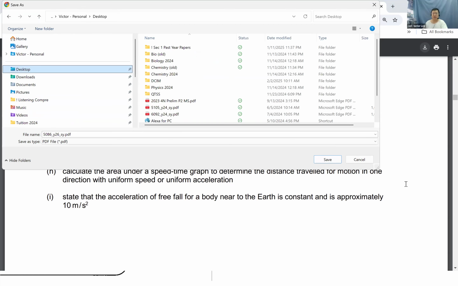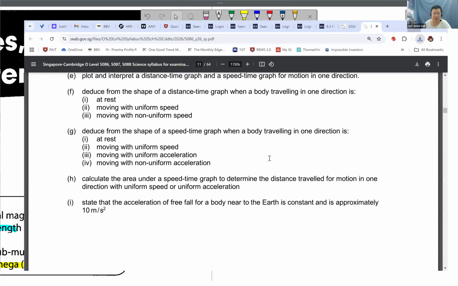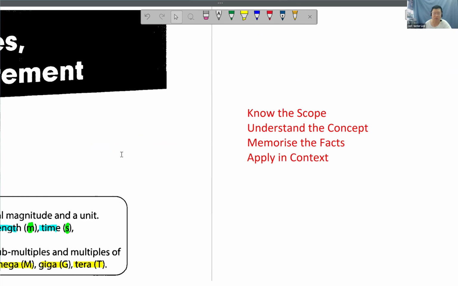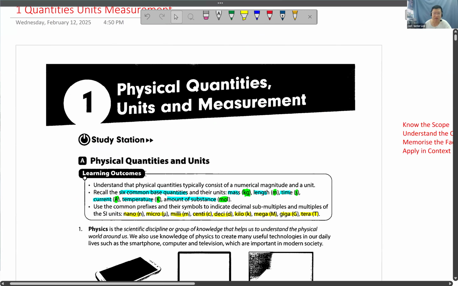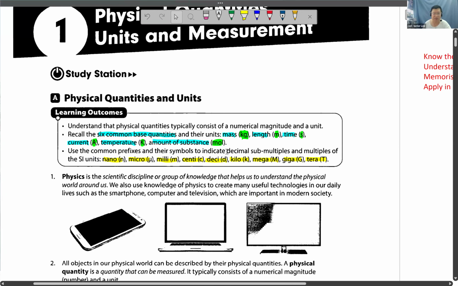Let's go back to our notes. Since we went through the syllabus, I want you to know that all these guidebooks and textbooks are aligned to the syllabus. So if you study accordingly and you know all the learning outcomes, you're already exam ready.